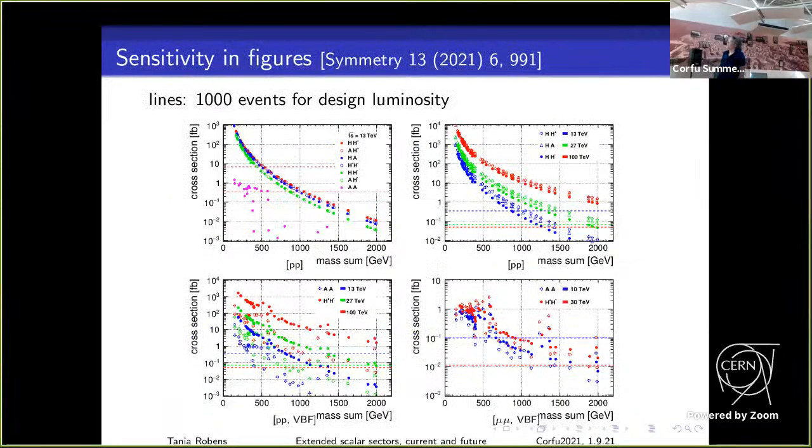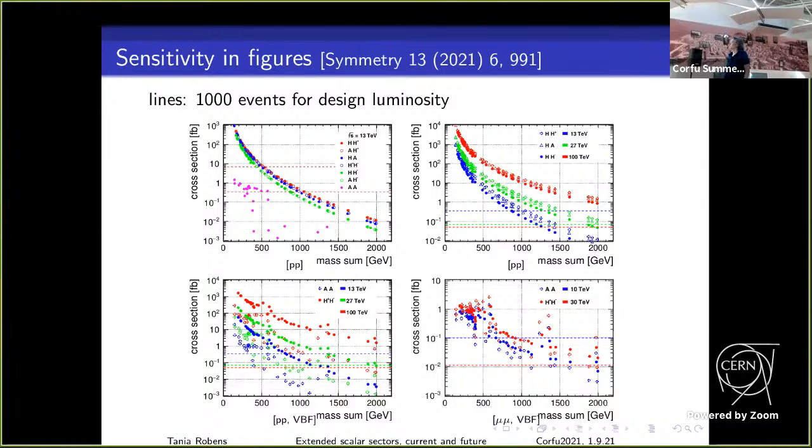Okay, and you can already read off that at HL-LHC we would go in principle up to 1000 TeV as a mass sum with this counting criterion. On the right-hand side, we do the same plot for various center of mass energies, now only for selected processes: 13 TeV, 27, and 100. And you can again see that, especially for the 100 TeV collider, everything, or at least 1000 events, would be produced.